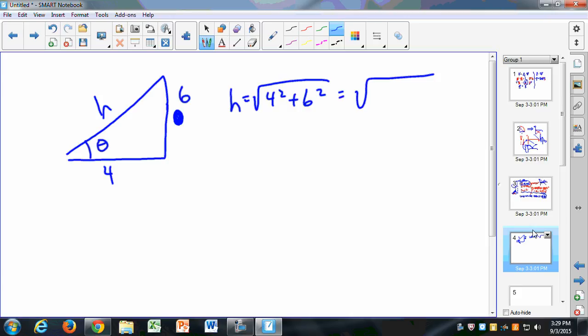16 and 36. What's that? 52. So approximately 7. And then you would need to find theta. It's the inverse tan, remember SOHCAHTOA, opposite over adjacent, 6 over 4. You know your triangles. That comes up again with the vector problems. So you'll have a couple of problems, one finding a side, one finding an angle. That'll be just easy peasy trig problems. I can give you a picture. Okay, Kaylee?